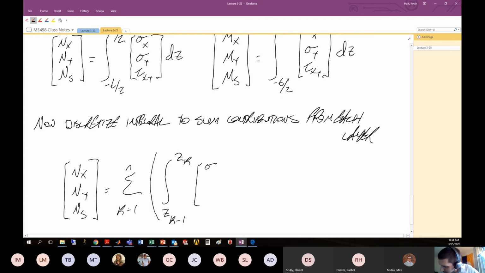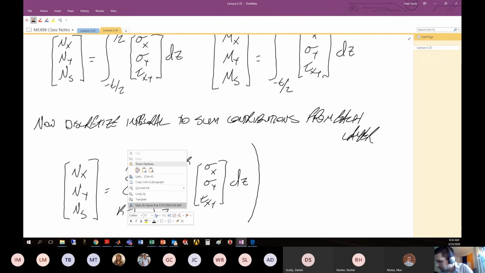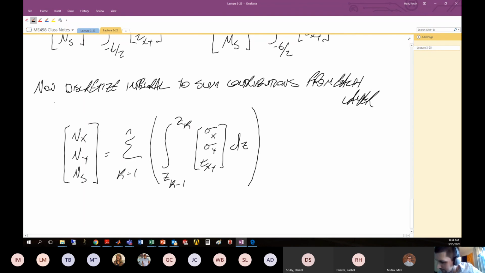Our stress vector, sigma X, sigma Y, tau xy, depending on which force that we're looking at, integrated over dz. Okay, so here now, let me make this equal sign a little bit more clear. And we're going to want to give this guy a box. He's box worthy.